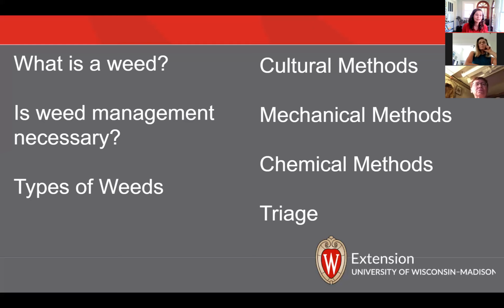And then we're going to talk about different control methods. We'll start first with cultural methods. We'll move into mechanical methods, chemical methods, and then finally, what to do when you need to triage, when you've gone on vacation and came back and the garden has gotten out of control. Where do we start then?